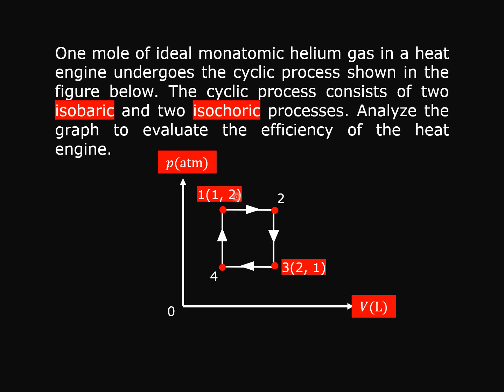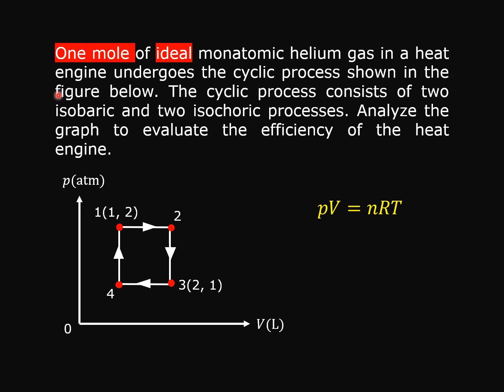The coordinates of state 1 and state 3 are given. For state 1, the volume is 1 liter and the pressure is 2 atm, and for state 3, the volume is 2 liters and the pressure is 1 atm.